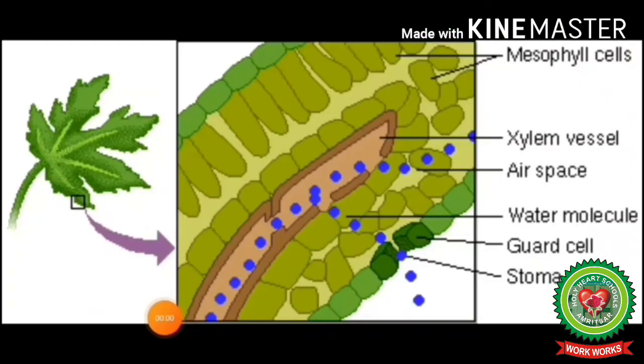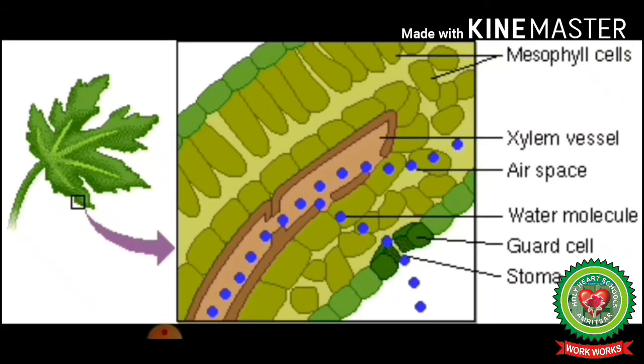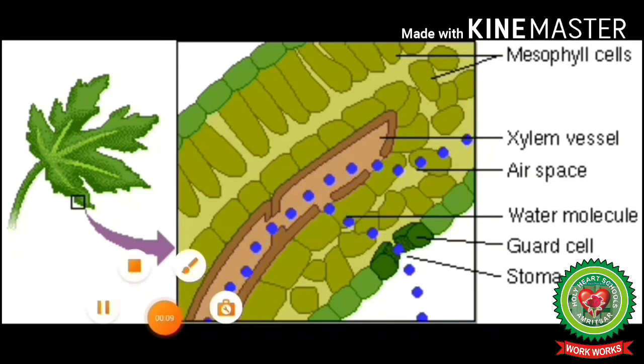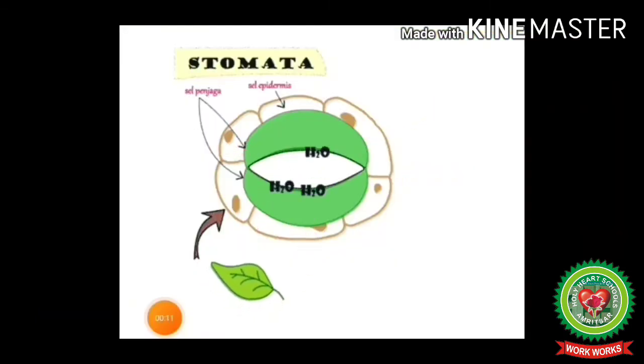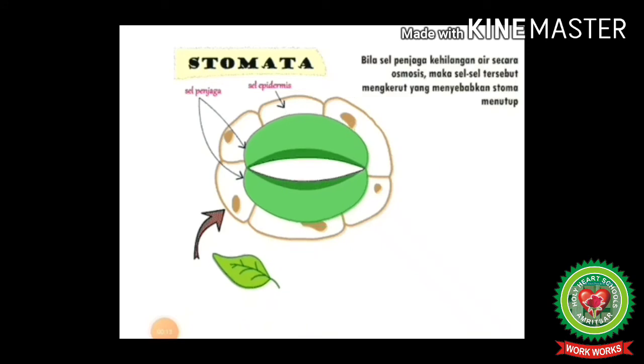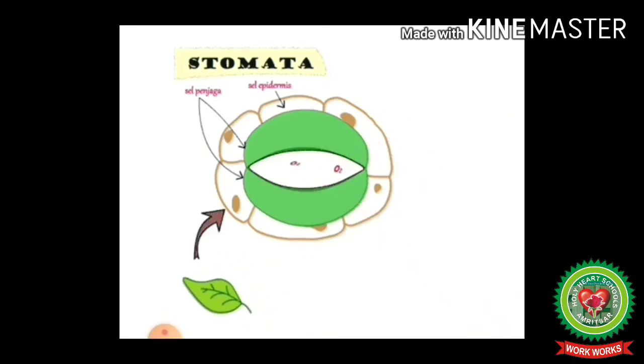In this picture you can see network of veins in the leaves helps in the rapid transport to and from the mesophyll cells of leaves. Last adaptation is stomata. Leaves have holes called stomata on their underside through which gases move in and out. In this picture you can see stomata allow quick exchange of oxygen and carbon dioxide through them.